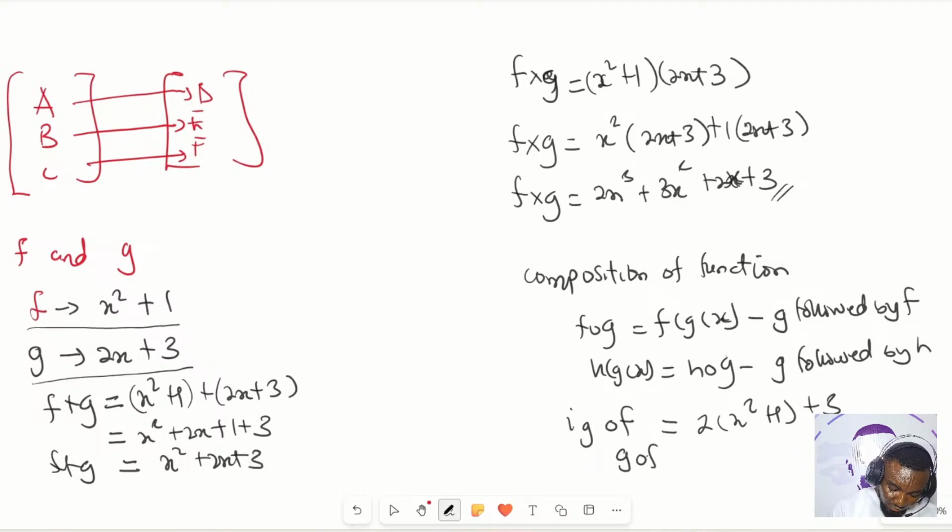So our g of f can also be written as g of f of x, which will be equal to 2x squared plus 2 plus 3. Then we have 2x squared plus 5. So these are some of the few things we looked at.